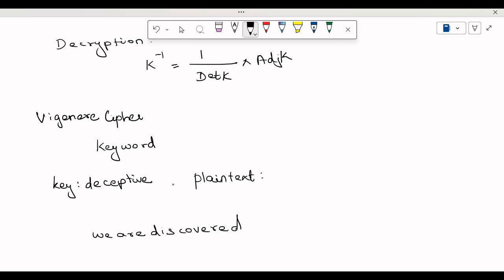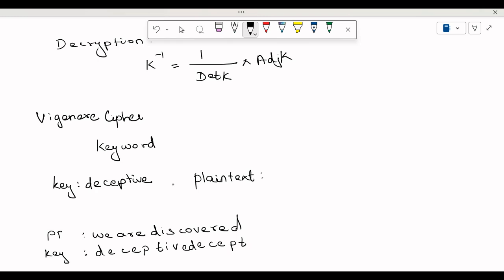And then comes the key. So the key is going to be placed in a repetitive fashion. DECEPTIVE. Now again I am going to repeat it. DECEPT. So here I am going to repeat it till the plain text gets over. Right. So here I am done with the task. So I am going to stop with this.